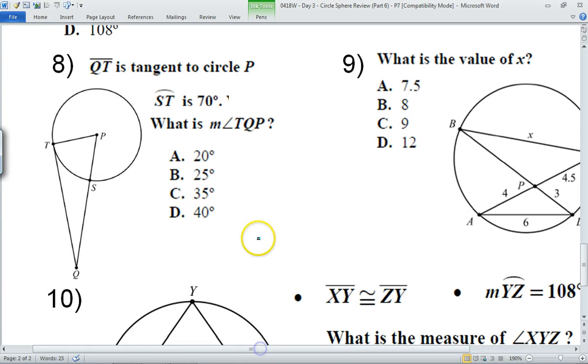Let's see, what about number 8? What's going on here? Arc ST is 70. That's this guy right here. Okay, so that is 70. That means, what's the measure of this angle at P? 70. Thank you, Clara. Where are the rest of y'all at? 70. That's going to be 70 as well. Does anybody know what the angle here at T is going to be?